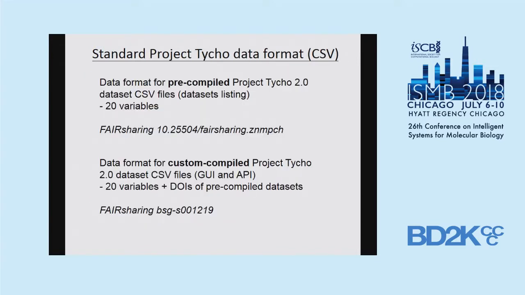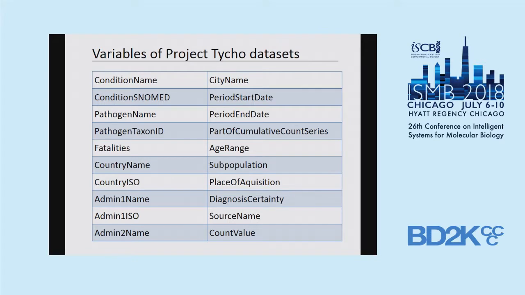Now, the standard data format: we made a standard data format for pre-compiled data sets with 20 variables. We registered it at FAIRsharing, and also for the custom compiled format. So every download from Tycho will have exactly the same format, which we found in the past really helps users build workflows around this that don't have to change every time they download a data set. Here you can see the variables. We have 20 variables ranging from condition names, SNOMED codes, pathogen names, pathogen codes, lots of location information, time period, and some other variables. So that will help people to use the data.